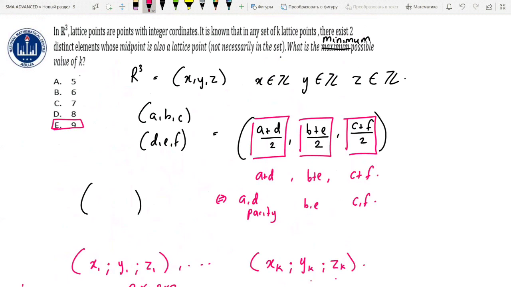It's basically the pigeonhole principle, but we have to find a way to translate it from midpoint to physical quantities, using parity arguments before we're able to solve it. I remember the question wrote maximum, but I think it was a typographical error. It's meant to be minimum. So the minimum possible value of K is 9.